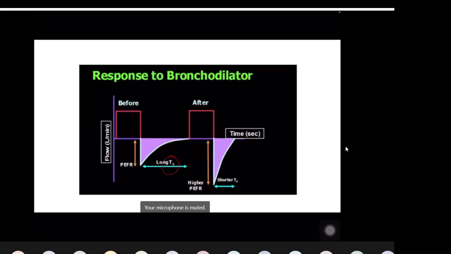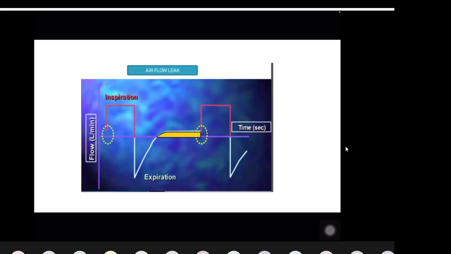Also, if the patient is having airflow leaks, some leak occurring in the circuit, what happens? The expiratory limb will rise above the baseline, and the inspiratory limb also will fail to touch the baseline. So this is an example of autopeep that is occurring. We can also identify it from the volume time curve, where the expiratory volume will fail to touch the baseline. But in the case of the flow time curve, the expiratory limb will fail to touch the baseline, that we have to consider.